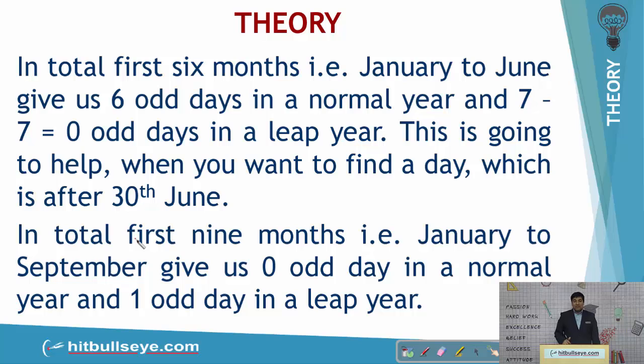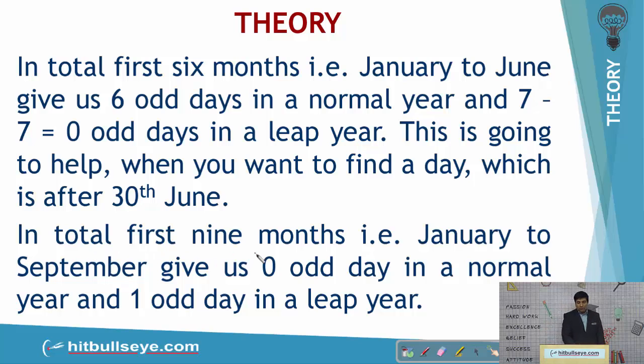So let's read this concept once again. In total, the first 6 months, that is from January to June, give us 6 odd days in a normal year and 7 minus 7, 0 odd days in a leap year. We just looked at this. This is going to help when you want to find a day which is after 30th June.